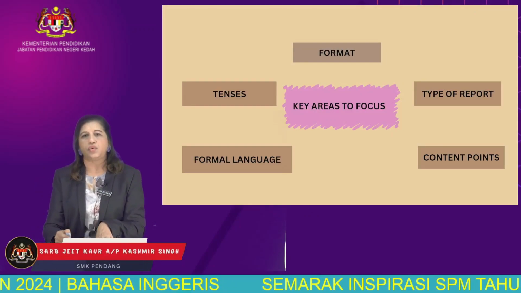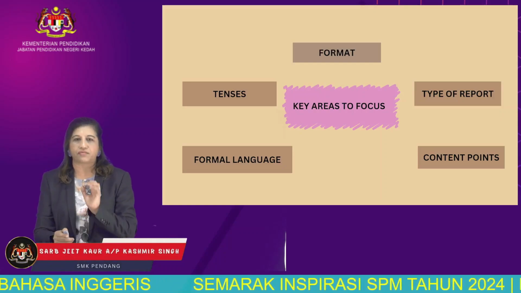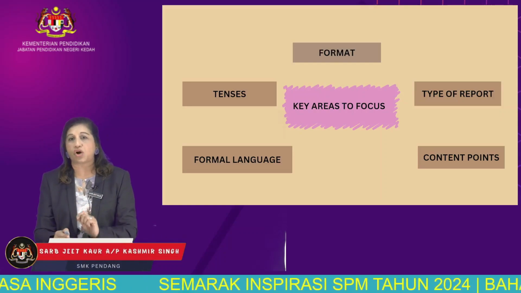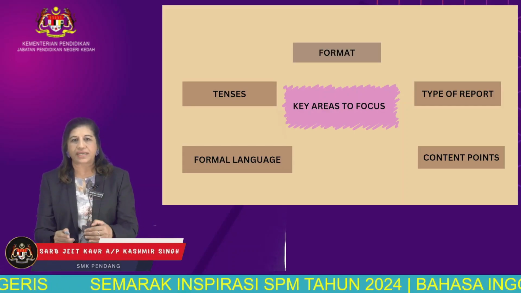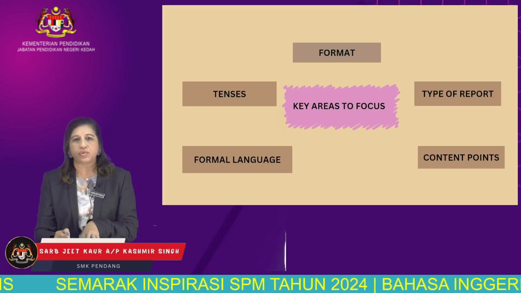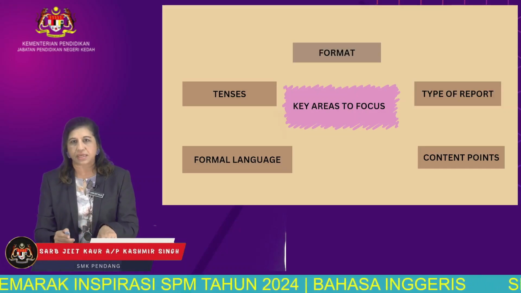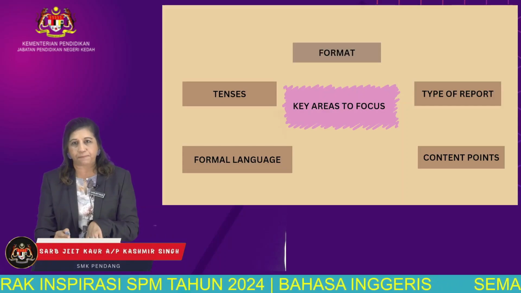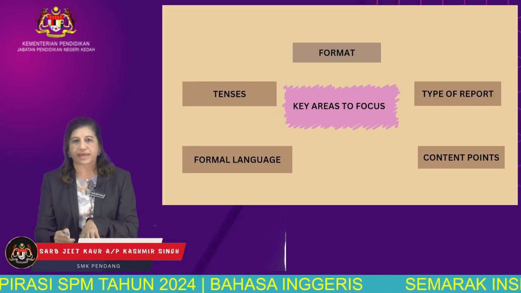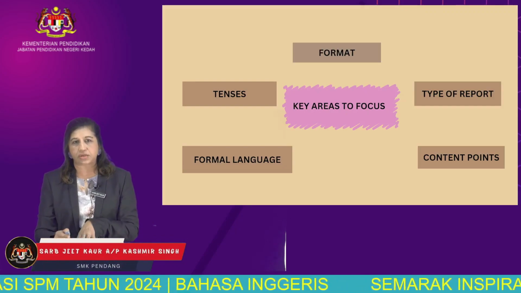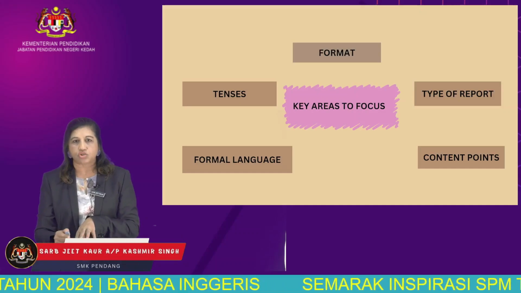Okay, as you know, a report is writing using the correct format, and because it is written in formal language, you need to master the format. We are also going to look at the key areas. There are 5 key areas that I would like to touch on: format, type of report, the content points which you need to answer to fulfill your task when you are writing a report, and your language. Always remember, a report is written in formal language.